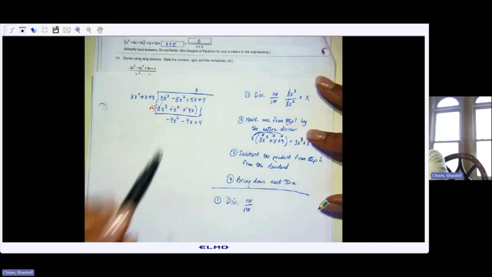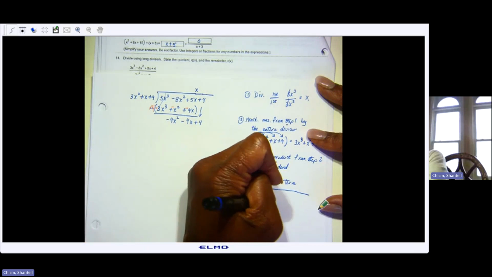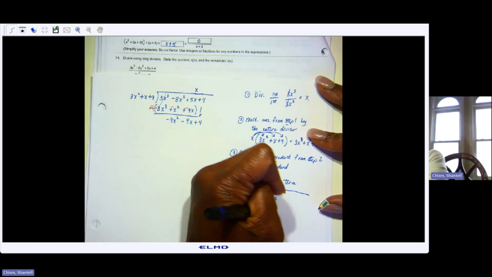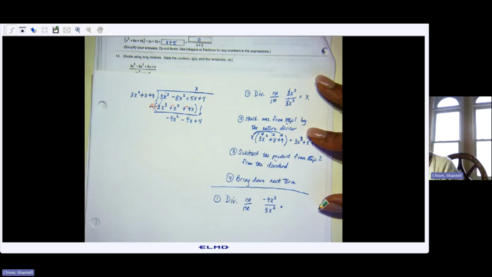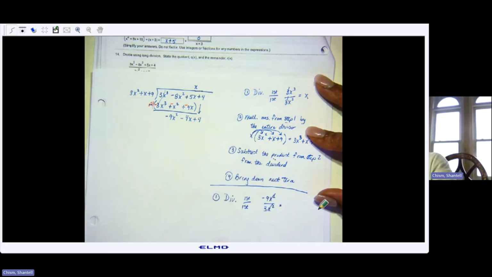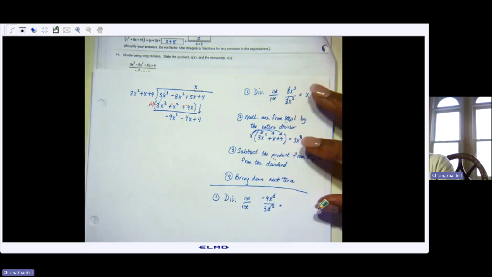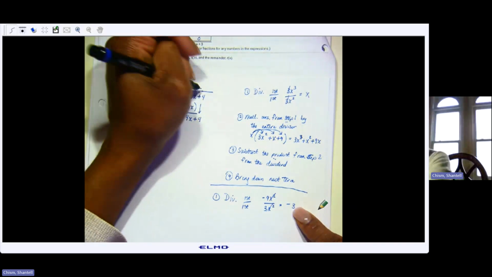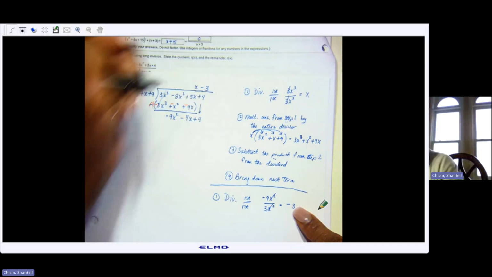So my new starting point, I'm going to divide negative 9x squared by the first term of our divisor, by 3x squared. Now, what does that give me? Well, the x squareds cancel. Negative 9 divided by 3 gives me a -3. And so that gets written up above as the second term of my quotient, the second term of my answer. And it's a -3, so it's going to be written as a -3.